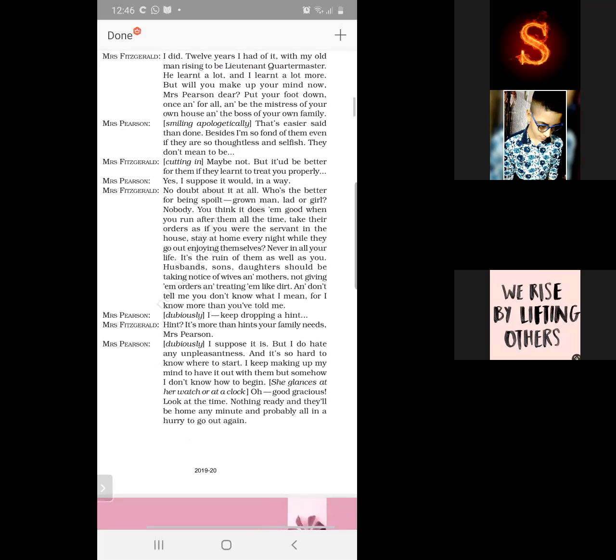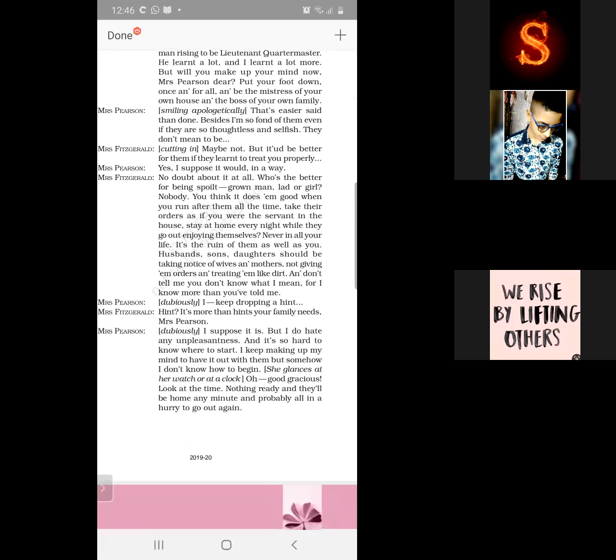Who's the better for your spoiling them, grown man, lad or girl? Nobody. You think it does them good when you run after them all the time, take their orders as if you were the servant in the house, stay at home every night while they go out enjoying themselves. Never in all your life. It's the ruin of them as well as you. Husband, sons, daughter should be taking notice of wives and mothers, not giving them orders and treating them like dirt. And don't tell me you don't know what I mean or know more than you told me.